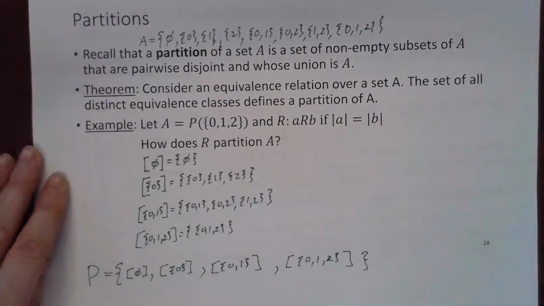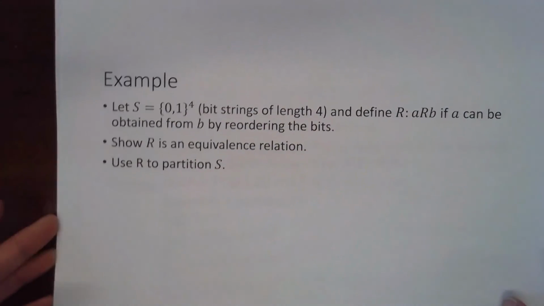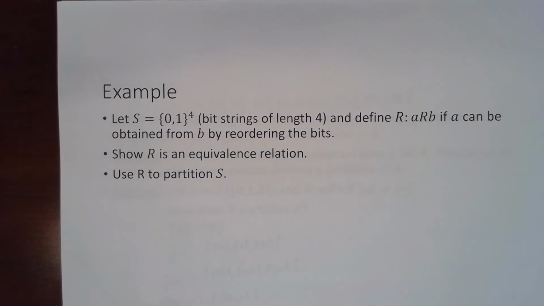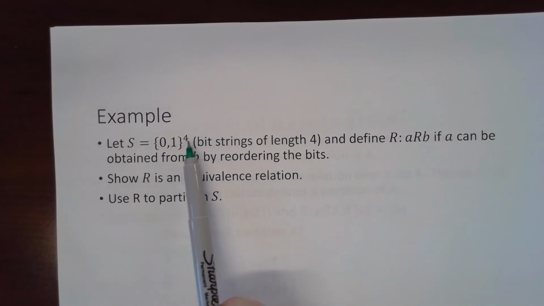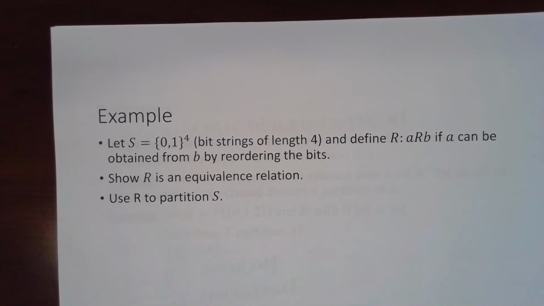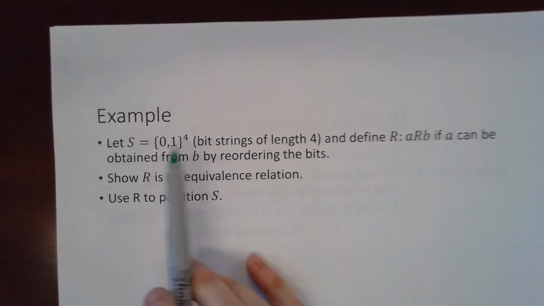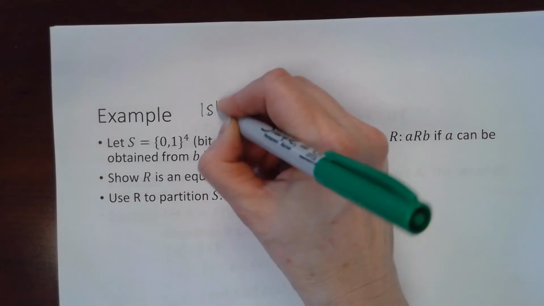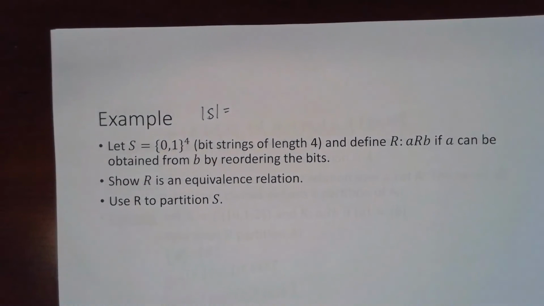One last example. We have a set S that is the concatenation of 4 things from the set 0 and 1. So these are bit strings of length 4. You can imagine what they are: 0000, 0001, 0010, etc. How many things are in this set? What would be the cardinality of S? How many bit strings of length 4 would there be?